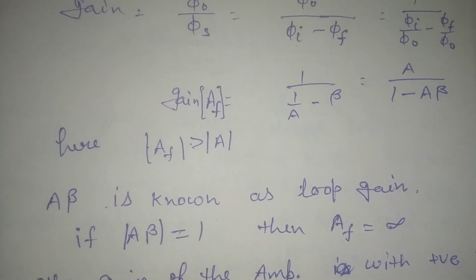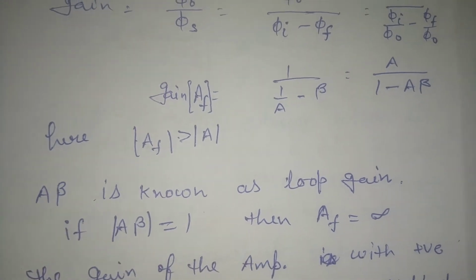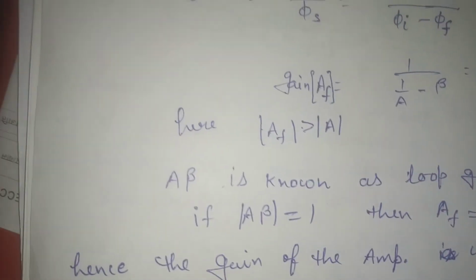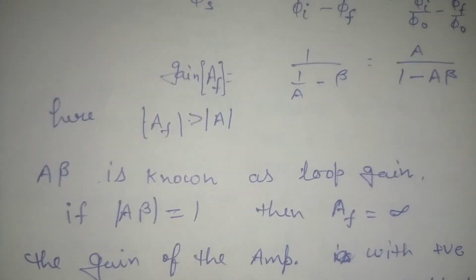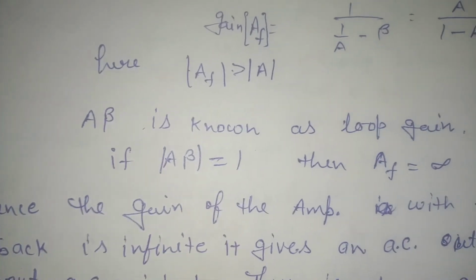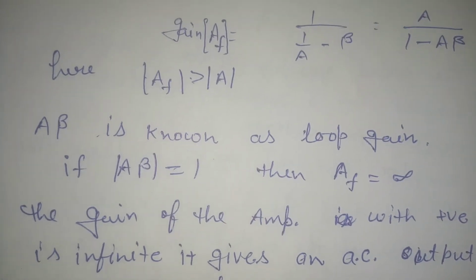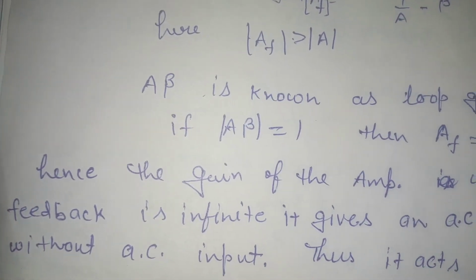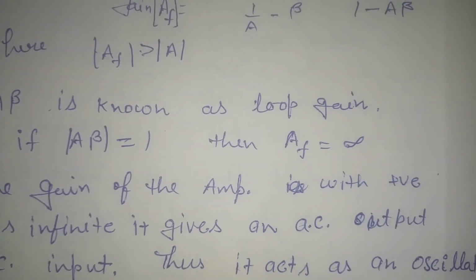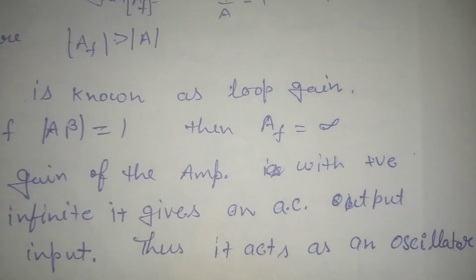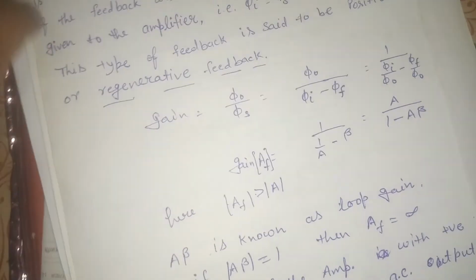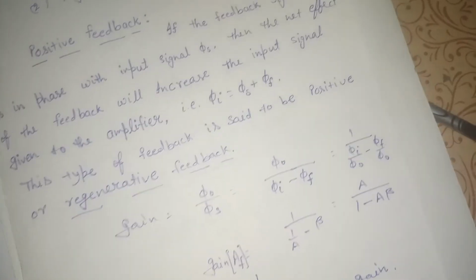If Aβ is 1, then the feedback gain is infinity. Hence the gain of the amplifier with positive feedback is infinity. It gives an AC output without AC input. Thus, it acts as an oscillator. So this is the concept of the oscillator also.